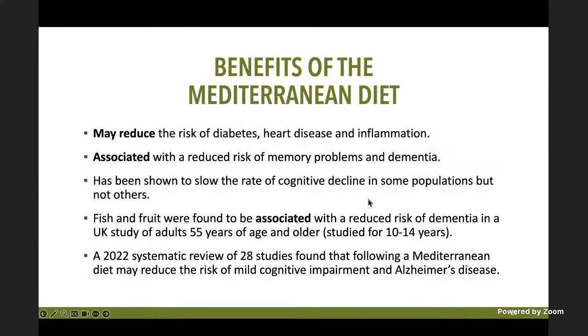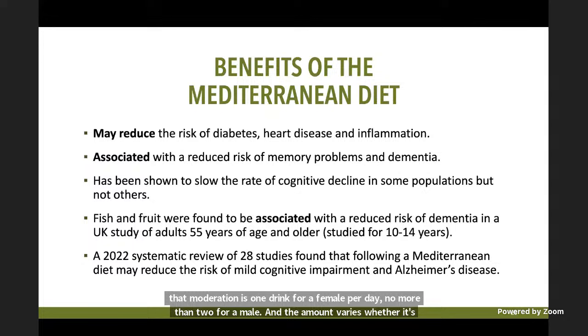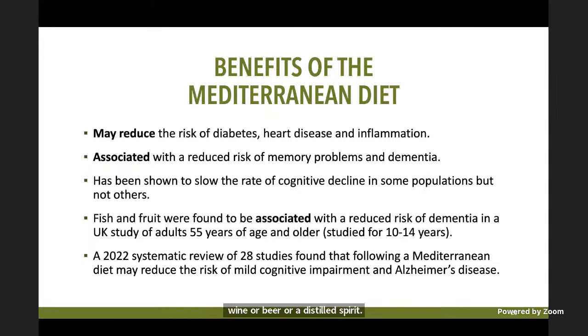The Mediterranean diet has a number of benefits that have been shown over and over. It has been linked with a reduced risk for diabetes, heart disease, inflammation. It may be associated with a reduced risk for memory problems and dementia. In some populations, the Mediterranean diet has been shown to slow the rate of cognitive decline, but other populations haven't seen that effect. And we'll talk a little bit about why we sometimes see conflicting information.